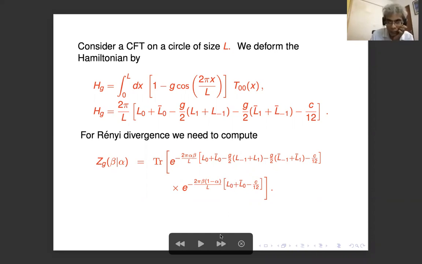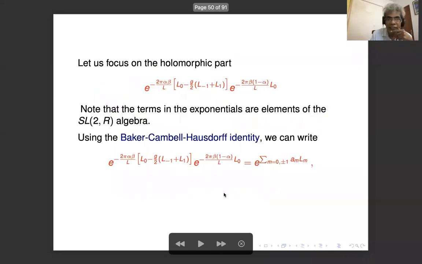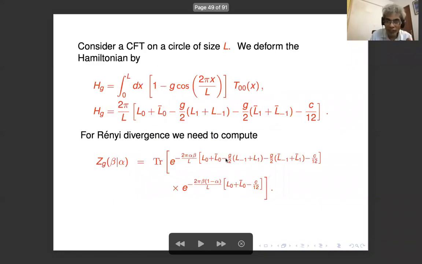Of course, we can do perturbation theory. We can do it one by one. But there is a way of seeing this, actually. Let us see that. Let's focus just on the holomorphic part. Keeping the anti-holomorphic is just a distraction because things factorize, and then we can look at only the holomorphic. So we have L0, G L minus 1, c by 12 or c by 24 if you take part of it. Anyway, we'll ignore this for the time being.